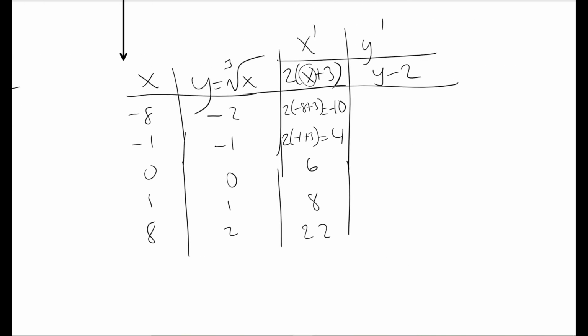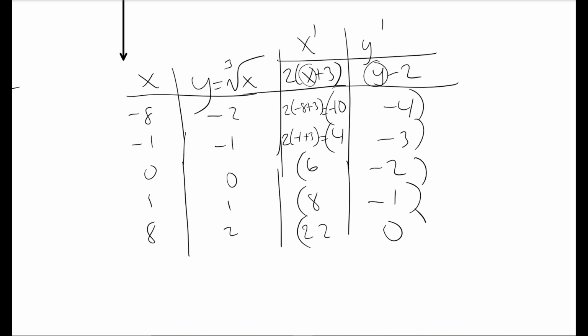So we're going to have to make some room for that. All right, so now we're going to take the y value and minus it by 2. So negative 2 minus 2 is negative 4. Negative 1 minus 2 is negative 3. 0 minus 2 is negative 2. 1 minus 2 is negative 1. 2 minus 2 is 0. So we got here our transformed coordinates, and we're going to graph that.